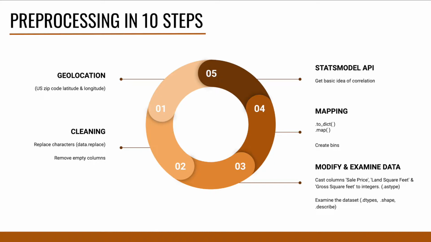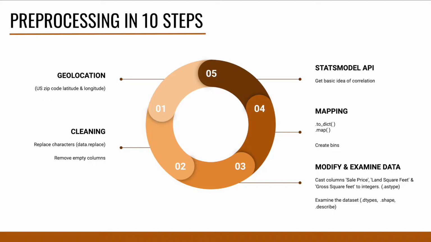Part number 2 is cleaning. Our raw data contained a lot of dashes in the sales price column. We replaced all the dashes with zeros. We converted the land square feet and gross square feet columns into integers for graphing. In addition, we dropped the easement and apartment number columns from our data, because these columns were empty and did not provide any value to our analysis.